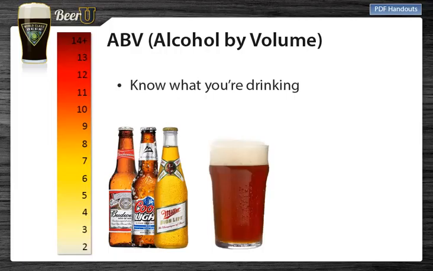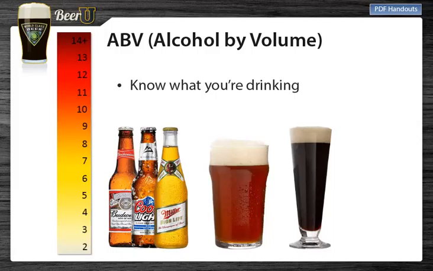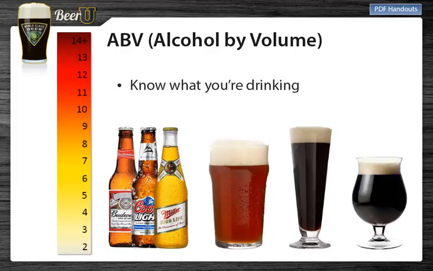An American Pale Ale might clock in at about 6% ABV, a Doppelbock around 8% ABV, and a Russian Imperial Stout might contain 12% ABV. So be warned that a single craft or specialty beer might contain 2 or 3 times as much alcohol as a mainstream lager.